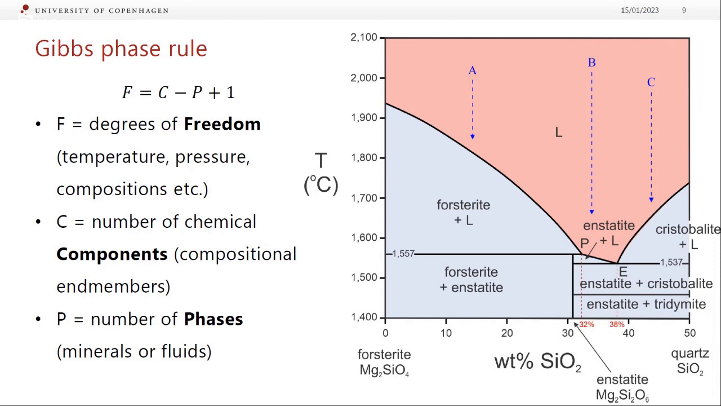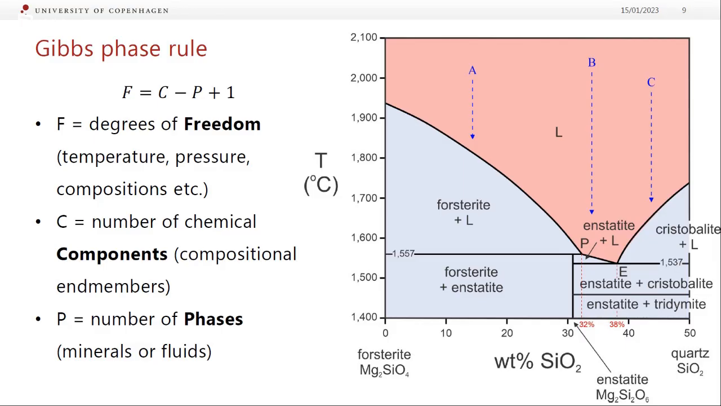So the example here, we have 2 components, and that means that if we only have one phase, a liquid, then we have 2 minus 1 plus 1 is 2. And that means that just a liquid on its own can exist as a field at a range of temperatures and a range of compositions.